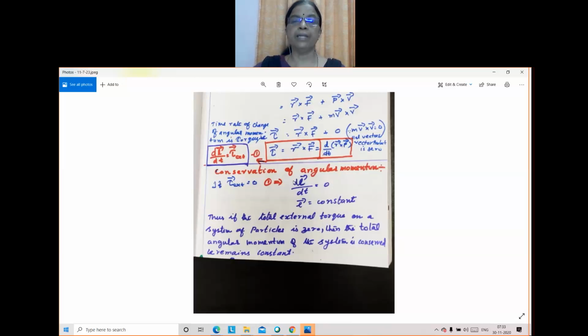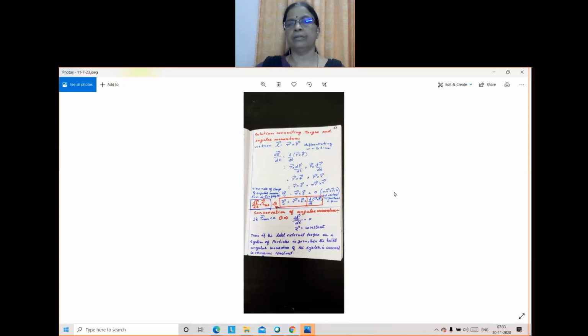dL by dt equal to 0. That means L is a constant. Vector L is equal to constant. So this is the statement for conservation of angular momentum in an isolated system. Or if the total external torque acting on the system is 0, then angular momentum of the system is conserved. That is the statement.